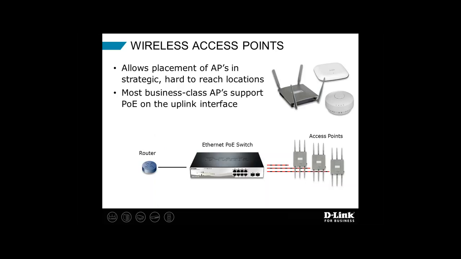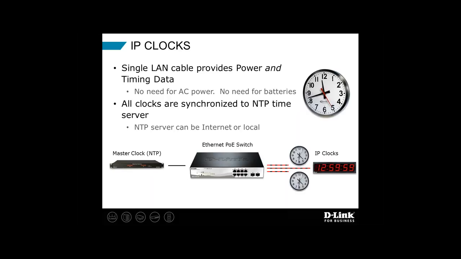Wireless access points, I've mentioned that already. Another very common use of PoE today. It allows me to put my access points in strategic locations where they'd be optimized for my wireless networks, and I don't have to worry about whether or not it's within reach of an AC outlet for the wall-wart. As long as I can reach it with my LAN cable, then I'm good to go. All of D-Link's business class access points support power over Ethernet, as I suspect most of the other AP vendors do as well.